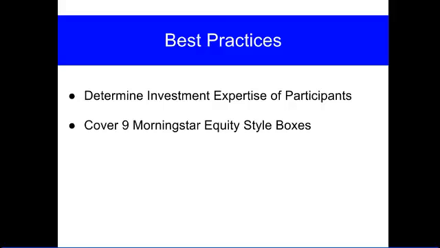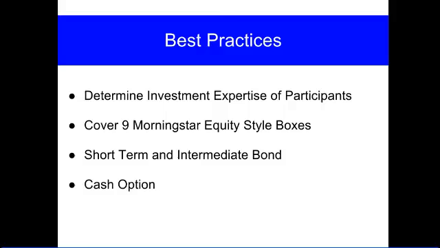Some of the other best practices: you want to cover the 9 Morningstar style boxes, so large cap growth, large cap value, etc. You want to add a short-term and intermediate bond and a cash option. Additionally, you could potentially add some risk-based and/or target funds. The risk-based, what I'm talking about here is aggressive, moderate aggressive, conservative, those types of things. Target date funds, you could look at what those are: funds that end 20 years from retirement, 30 years from retirement, 15 years from retirement.